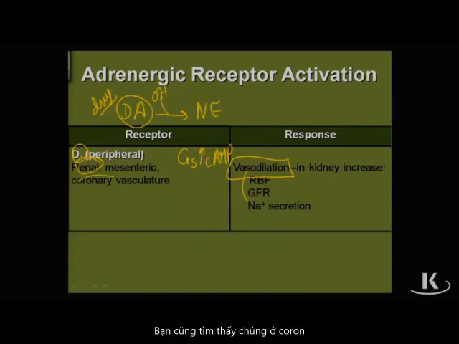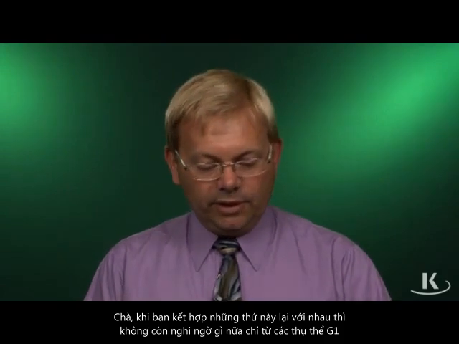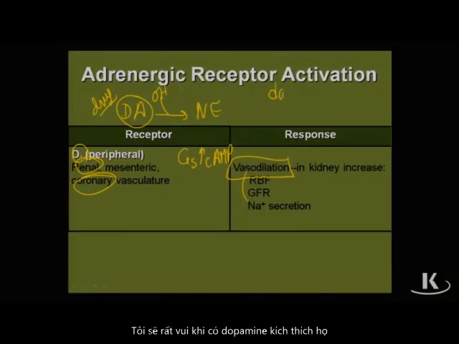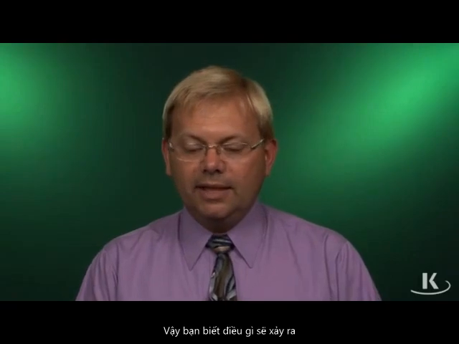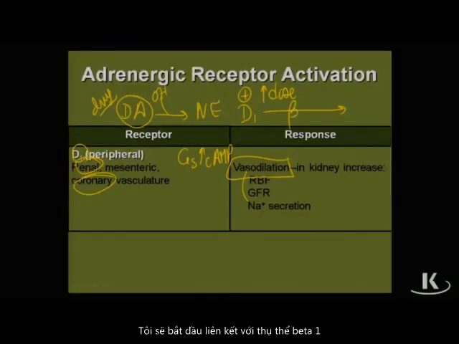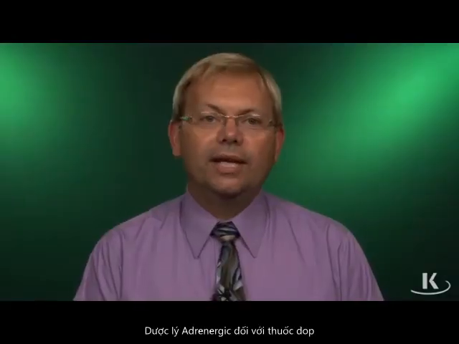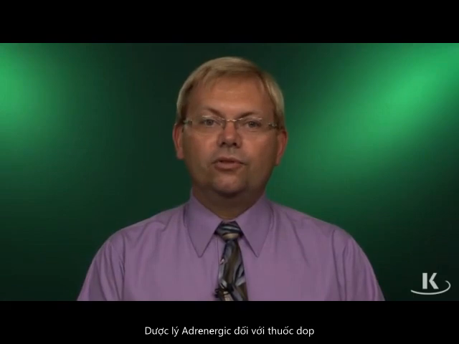You find them also in coronaries. And with dilation of the coronary, you improve blood supply and oxygenation of the heart muscle. Well, when you put this together, there's no doubt from the D1 receptors alone, I will be happy to have dopamine stimulating them. But as I increase the dose, dopamine is very similar to norepi. It's only different by a hydroxyl group. So you know what's going to happen? I'm going to start binding to beta-1 receptors and then ultimately alpha-1 receptors. So that now I also add on to it some adrenergic pharmacology to the drug dopamine.